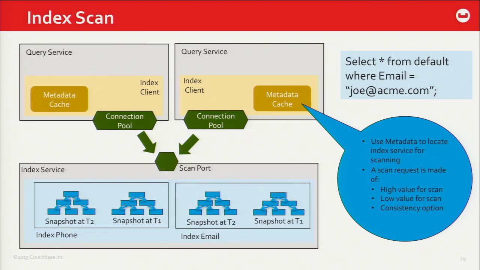which tries to look for a customer based on an email. The first thing the query service does is figure out whether there's an index defined for email. If there is, it asks the index client to do a scan. The first thing the index client does is go to the metadata cache and ask, where does the data reside? I have a cluster of indexer nodes, so which node actually has my data? It uses the metadata to pinpoint the exact node that has the data and sends a scan request to that indexer node. The scan request contains the high value of the scan, the low value of the scan, and a consistency option.